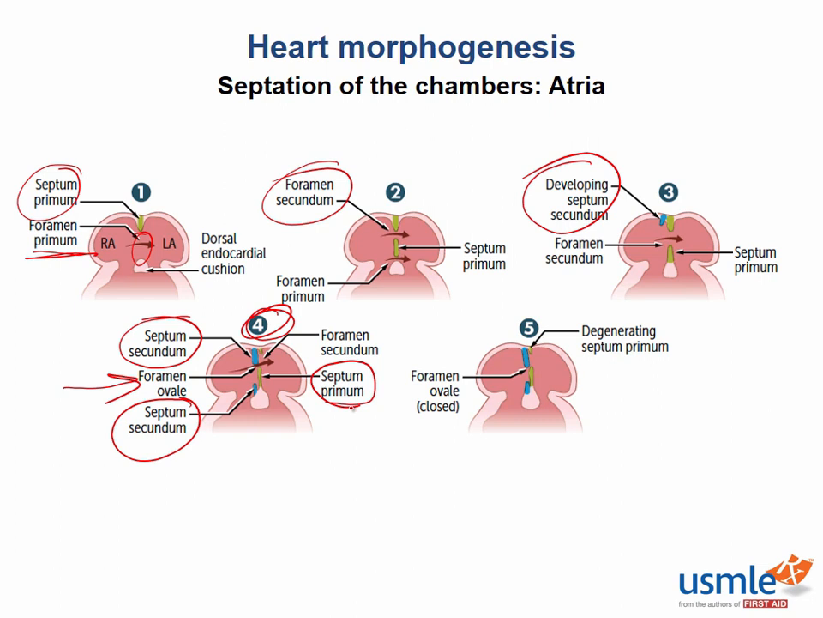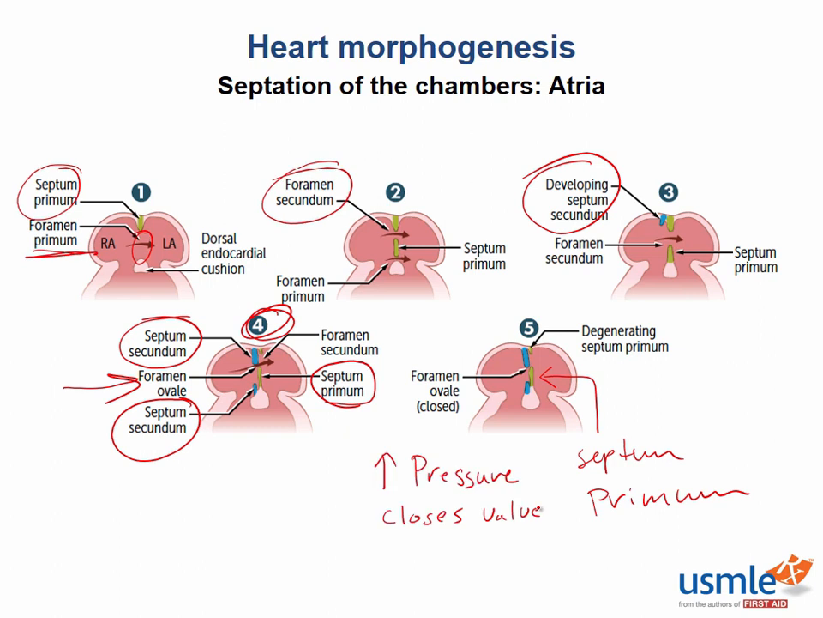So why exactly does all this happen? Well, it's actually to create a pressure valve. The remnant of the septum primum, as you can see here, will act as a unidirectional pressure valve covering the foramen ovale to prevent blood from flowing from the left atrium to the right atrium. Any increase in pressure within the left atrium will push the valve shut and prevent any undesired flow from left to right. In this scenario, there is no problem with flow from right to left because we actually want oxygenated blood to bypass the pulmonary circulation and go straight into the left atrium through the foramen ovale in the fetus.